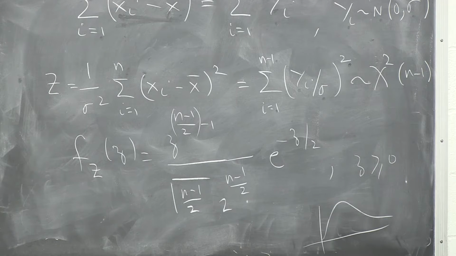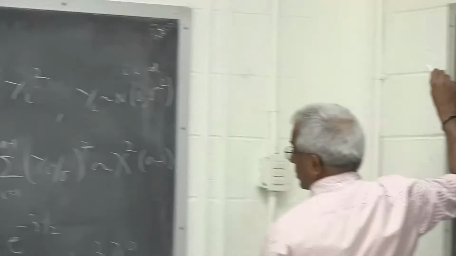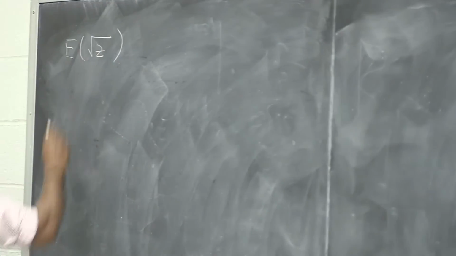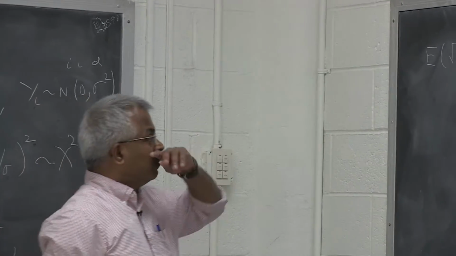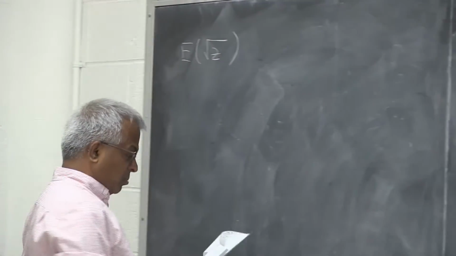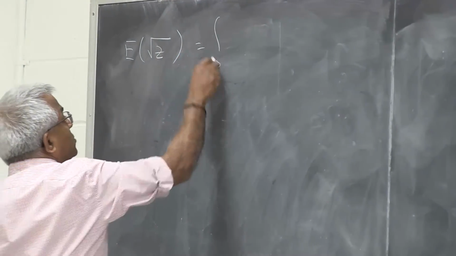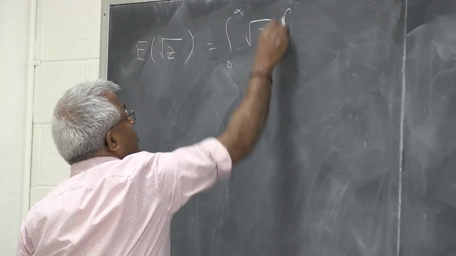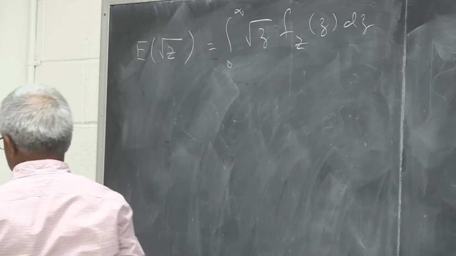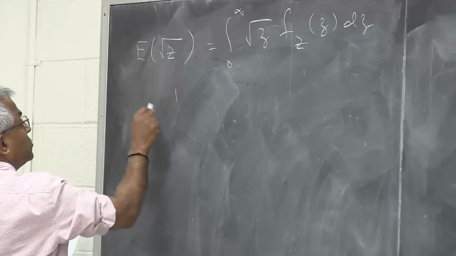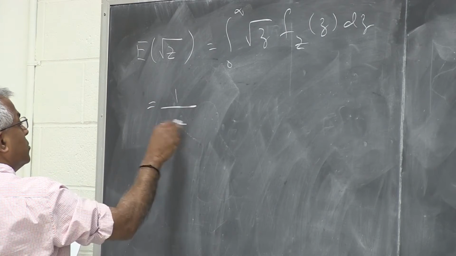So let's look at the expected value of this quantity. Remember, the goal is, this is not an easy problem. One way or the other, we are trying to find an unbiased estimator for sigma. So this is the integral from 0 to infinity of square root of z times f of z dz. So let me plug this in.